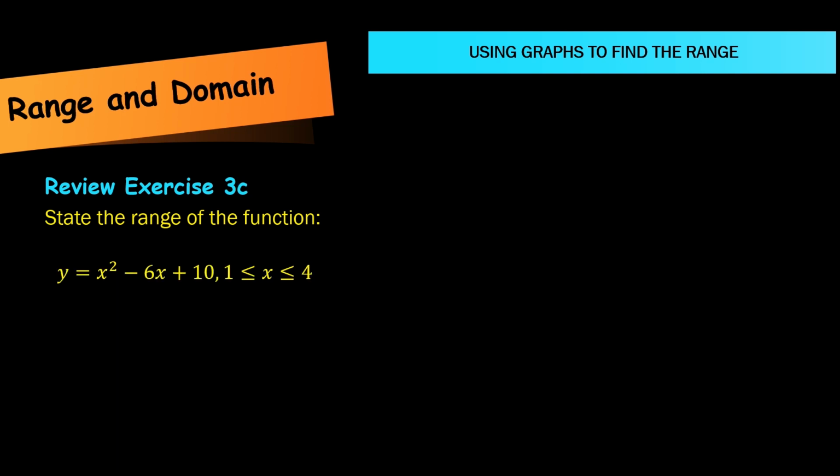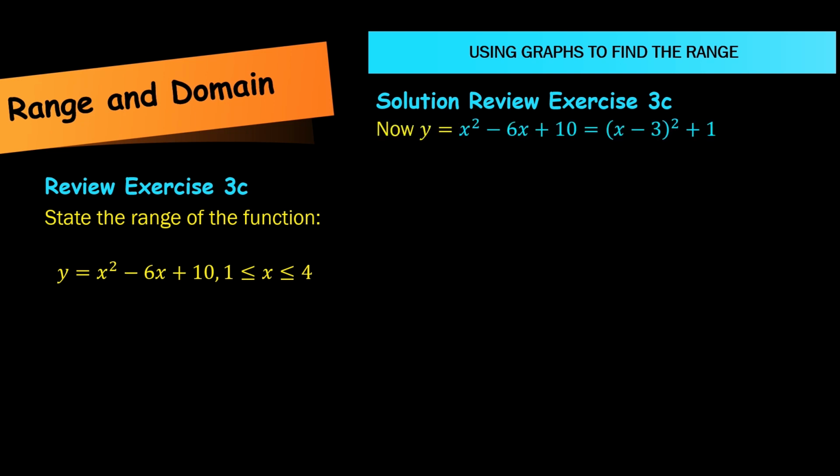Now let's have a go at part C. We are required to state the range of the function y equals x squared minus 6x plus 10 for x greater than or equal to 1 and less than or equal to 4. So let's solve this. If we complete the square, then y equals (x minus 3) all squared plus 1.